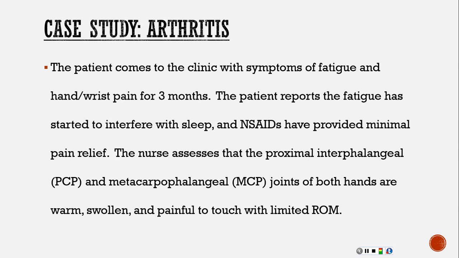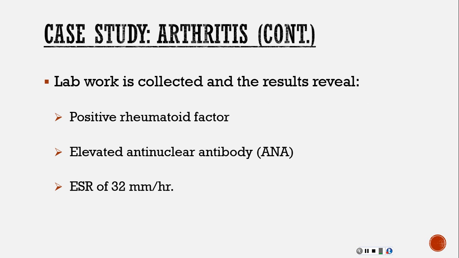All right, so now let's see. Lab work is collected, and the results reveal you've got a positive rheumatoid factor, elevated ANA, and an ESR of 32. So what do these findings indicate? Okay, it kind of helps to confirm what we're already thinking, right? And you can have osteo in two joints. You know, you can have maybe both knees are hurting. Usually it's not quite as symmetrical, but this lab work is going to help to confirm that.